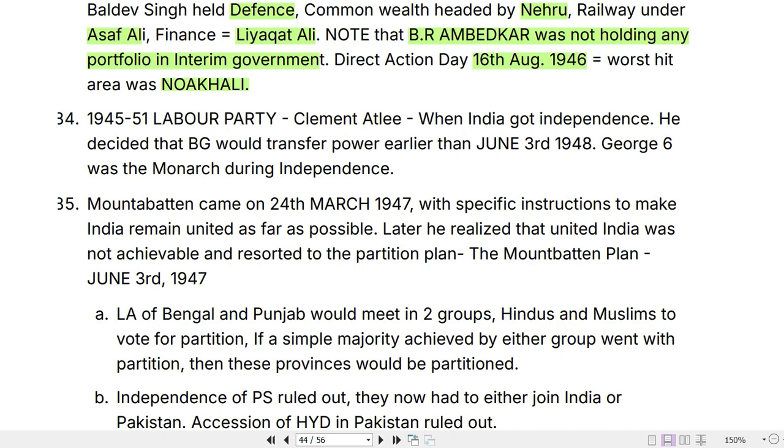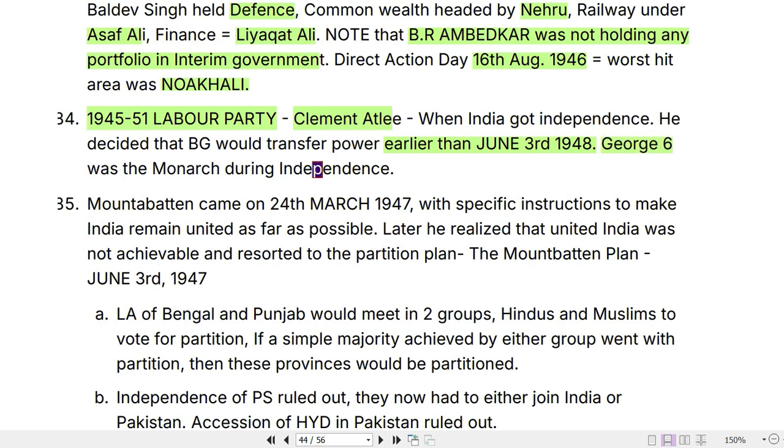1945 to 51, Labour Party. This after the Second World War got over, I think on 2nd of September 1945. New government came in England under Clement Attlee. Now this person was from the Labour Party. When India got independence, he decided that the British government would transfer power earlier than June 3rd, 1948. George VI was the monarch during the time India got independence.